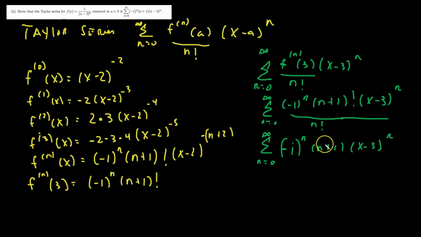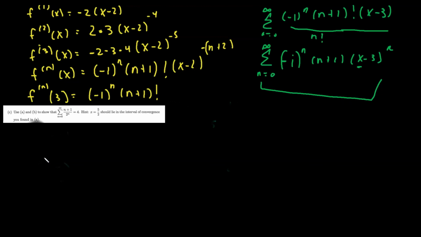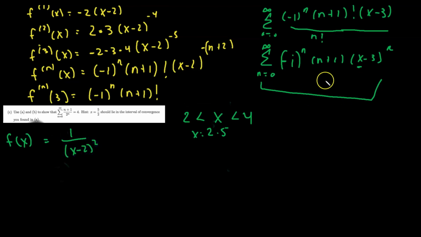Alright, let's move on to part C. Part C is asking us to use parts A and B to show that the summation from n equals 0 to infinity of (n plus 1) over 2 to the n equals 4. The hint they're giving us is that x equals 5 over 2 should lie in the interval of convergence. Our interval of convergence was the following, and 2.5 does lie inside this interval. So we're going to use our original function from part B, which is 1 over (x minus 2) squared, and this Taylor series over here.